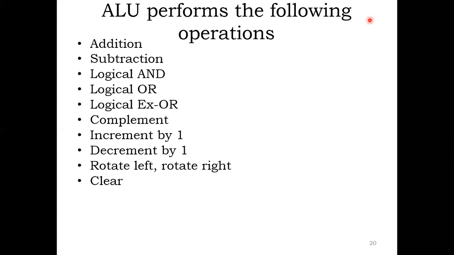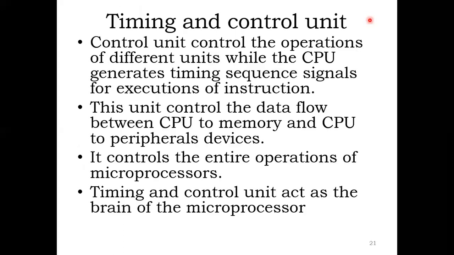Okay, the timing and control unit is the main control unit of the microprocessor. The control unit controls the operation of the different units, while the CPU generates the time sequence signals for execution of instructions. The unit controls the data flow between the CPU and memory, and between the CPU and peripheral devices. It controls the entire operation of the microprocessor. The timing and control unit acts as the brain of the microprocessor.